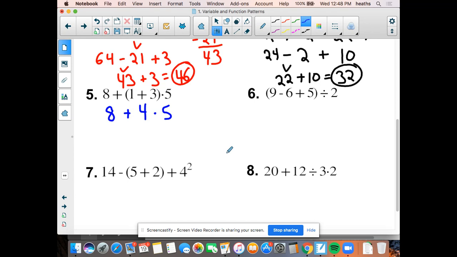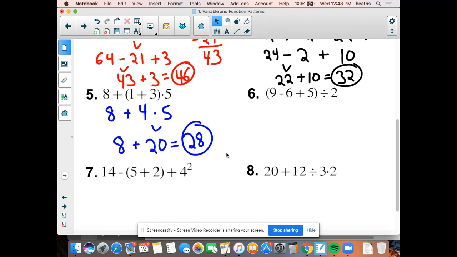Our next order of operation needs to be either multiplication or division, and in this case, I see a multiplication. 4 times 5 is 20. 8 plus 20 is going to give you a final answer of 28. There we go.